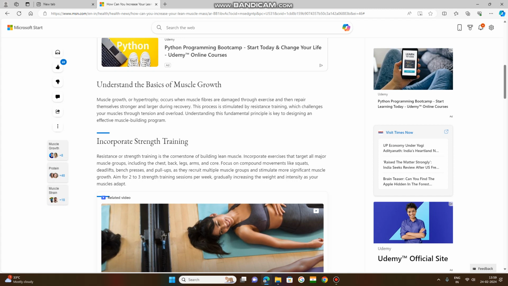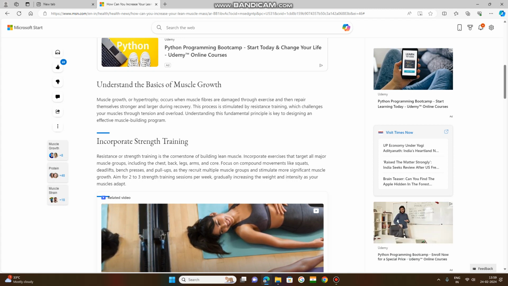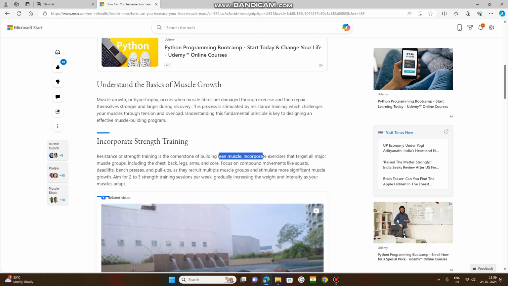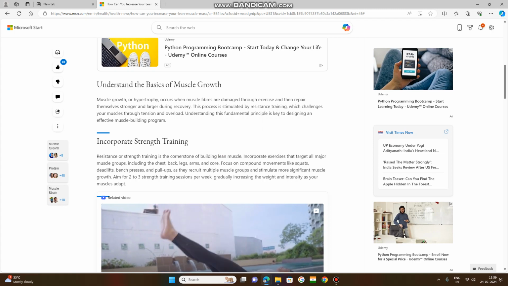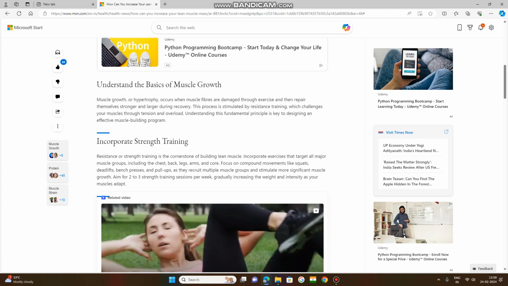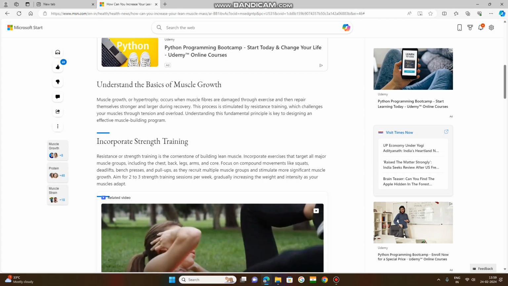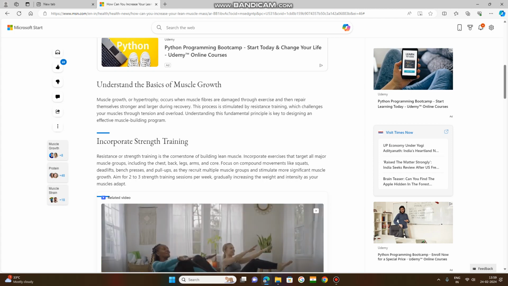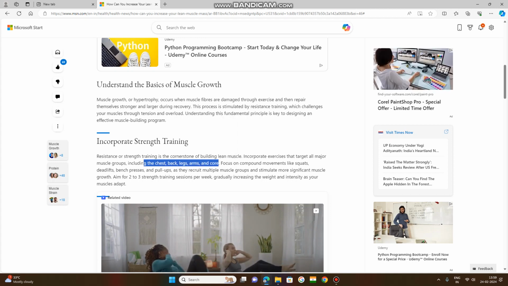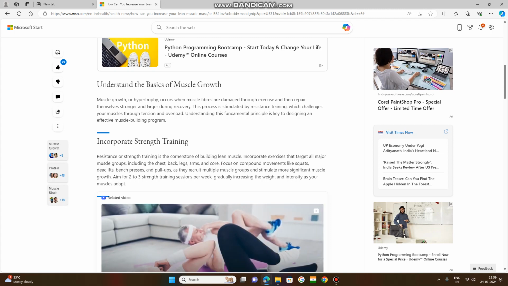So there is a threshold level, a saturation level. Whenever you are tired, even then you need to do the exercises to get the lean muscle posture. So you need to add exercise more and more. The exercises should include chest, back, legs, arms and core. For every part of the body we need to incorporate exercises.